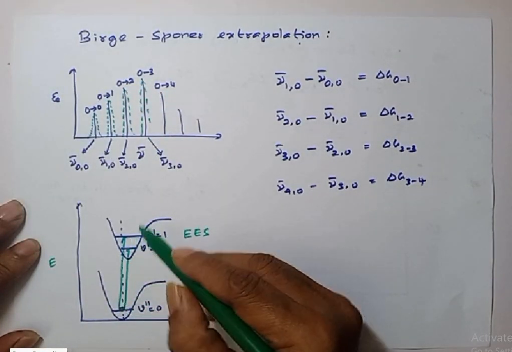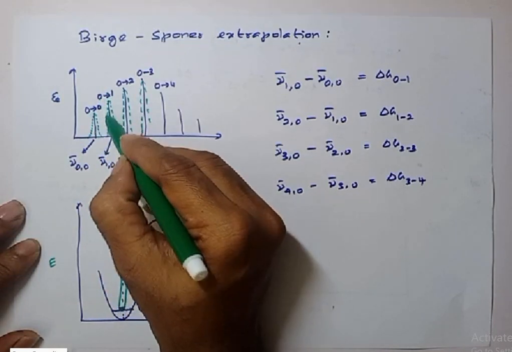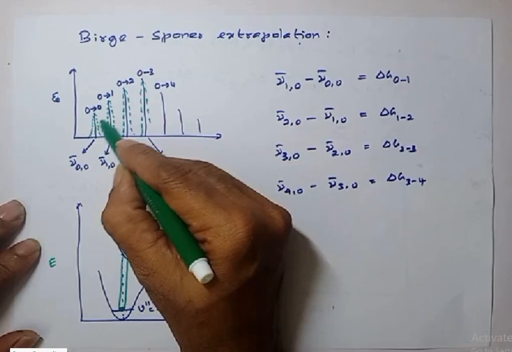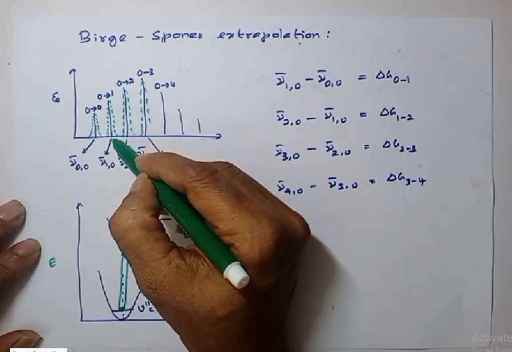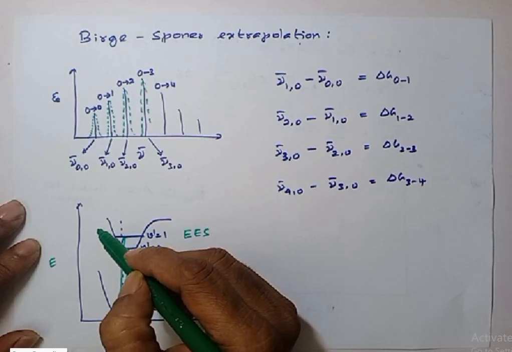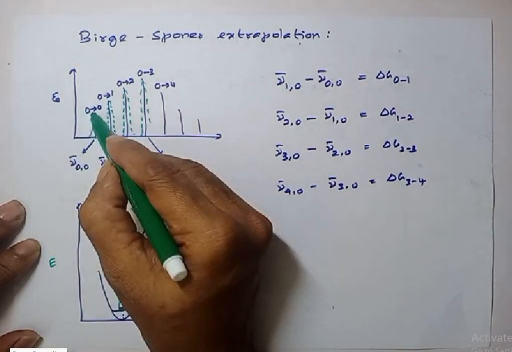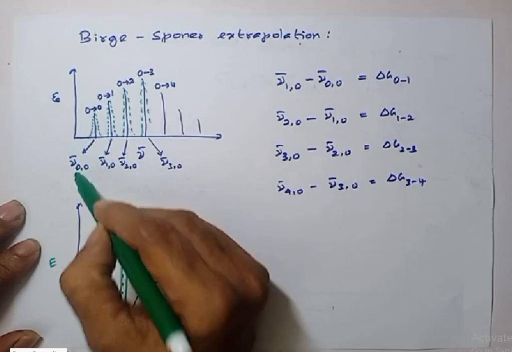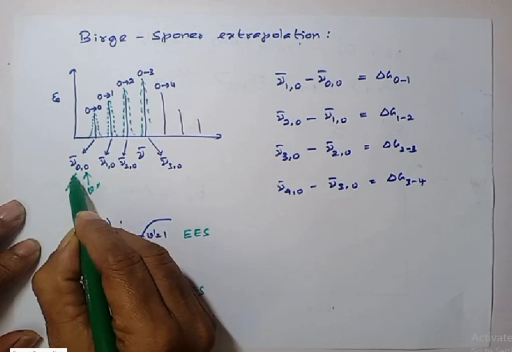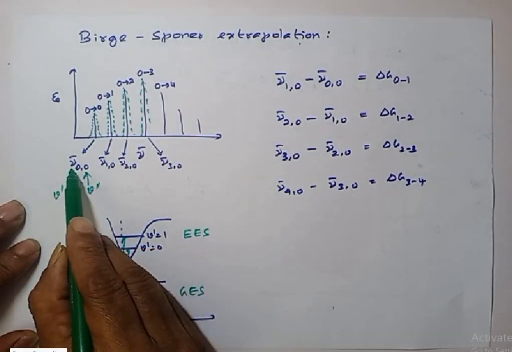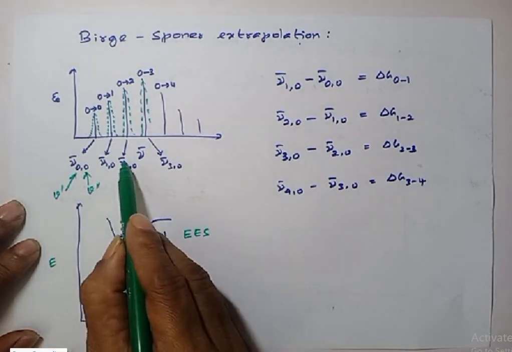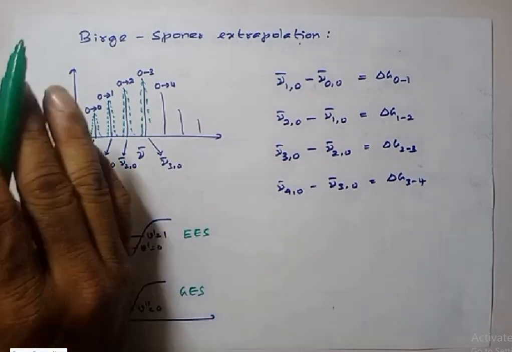The 0 to 1 transition is here, and we can find the frequency of the transition from the spectrum. The second peak corresponds to the 0 to 1 transition. Find the frequency of that peak from the spectrum. That is nothing but nu bar 1,0. The first line corresponds to 0 to 0, and its frequency is represented as nu bar 0,0. The second number corresponds to V double prime and the first number corresponds to V single prime. So nu bar 0,0 means the 0 to 0 transition, nu bar 1,0 means the 0 to 1 transition, and nu bar 2,0 means the 0 to 2 transition. That's the meaning.